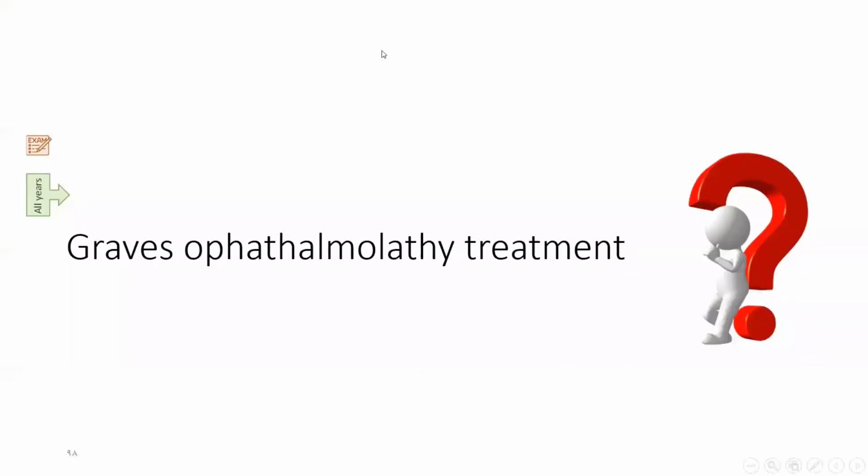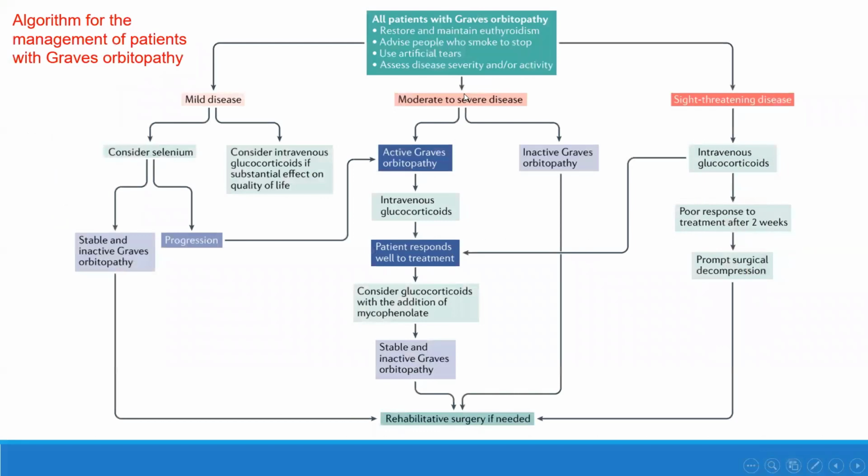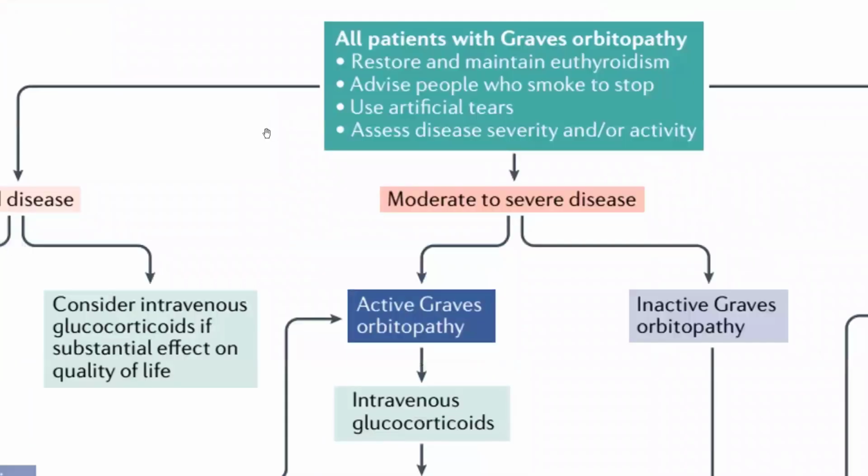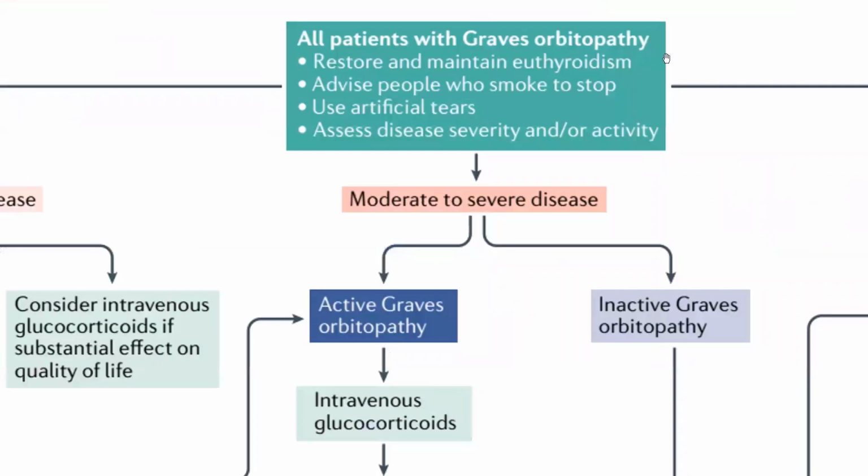So I will go to the Graves' orbitopathy treatment. Actually, each year they ask a question about this slide, so this is very important: how to manage. In any patient presenting with Graves' orbitopathy, we should restore and maintain euthyroidism, advise people who smoke to stop, use artificial tears, and assess disease severity and/or activity. This is very important.